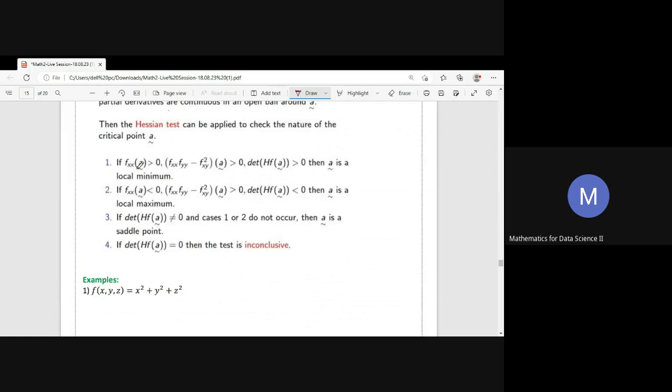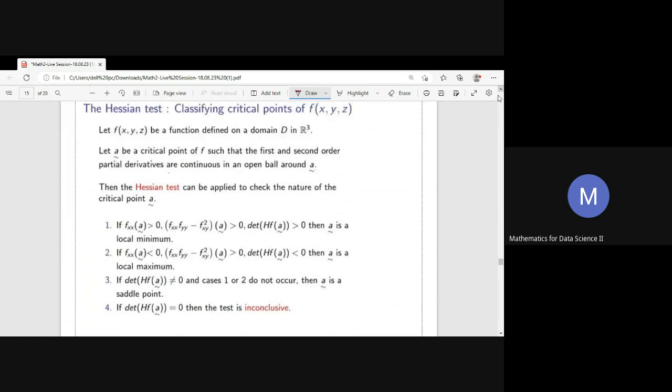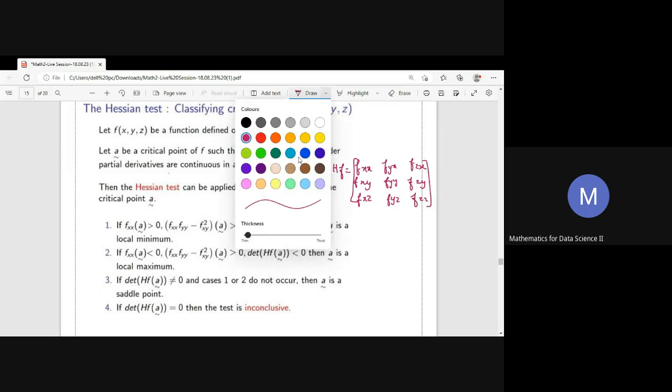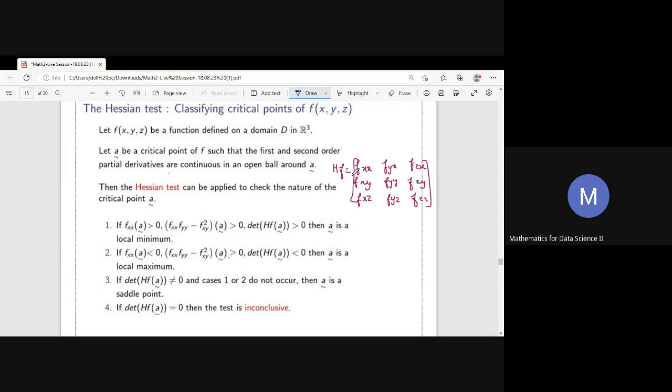So you first look at what is fxx of a tilde, whether it is positive or negative. And then you also look at the determinant of, first of all, what is the matrix here? Let us write here Hf is equal to fxx, fyx, fzx, fxy, fyy, and fzy, and fxz, fyz, and fzz. Okay, so now this is the matrix. So first we are looking at the first component, fxx of a tilde. And what is this part here?